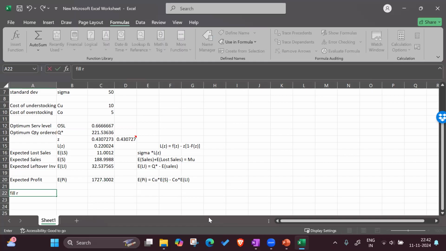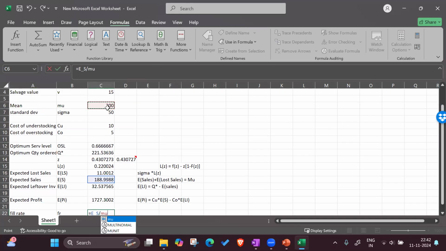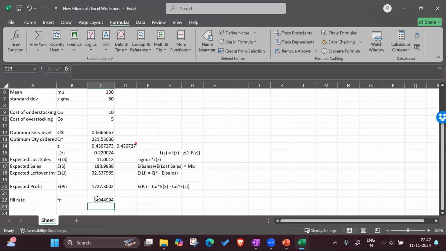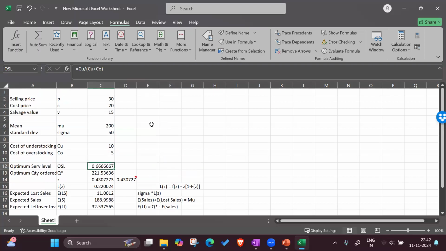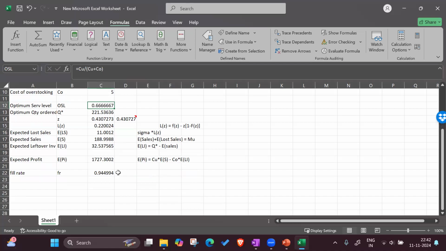And the last metric that we are going to have is fill rate. The fill rate we calculate as expected sales divided by expected demand, and we have about 94% as the fill rate, while our service level is only 66%. Remember that we had discussed this, that in the majority of cases, the fill rate is always going to be greater than the optimal service level. So these are the different metrics that we can calculate using the Newsvendor, and this is exactly what we have used in our Content Express case.